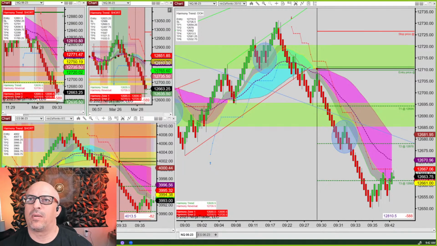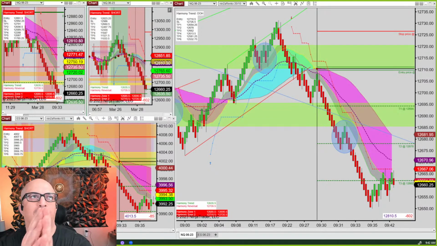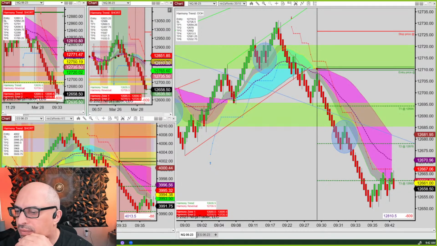All right, so what are we dealing with here? Can we get a little bit of a rally so we could short into? That's basically what I'm looking for right now. Next target of this rotation is 35 and a half.